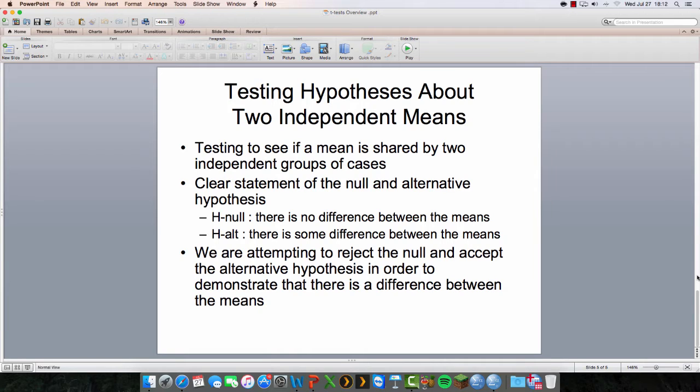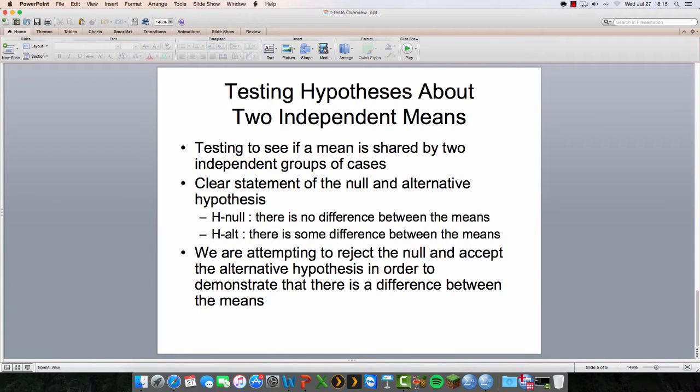So there are clear statements of the null and alternative hypothesis in each case. The null is that there is, once again, no difference between the means. And the alternative is that there is some difference between the means, right? And we're attempting to reject the null in favor of the alternative hypothesis in order to demonstrate that there is a difference between the means.